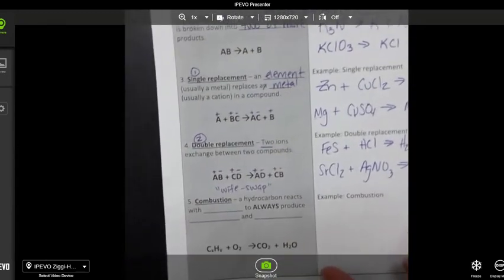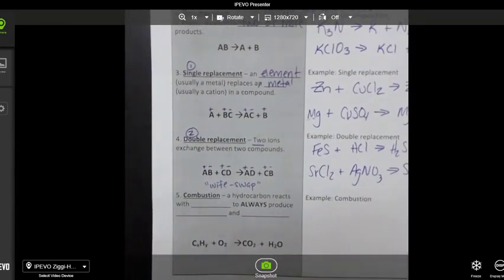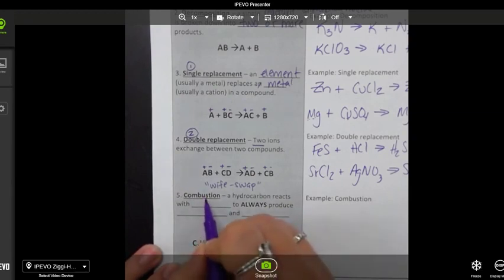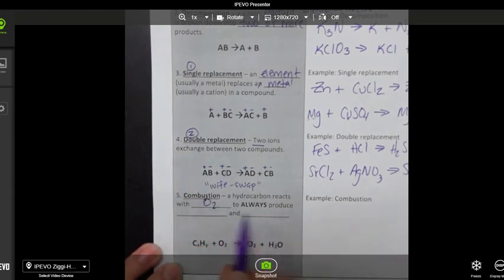All right, last but not least is combustion. And combustion is another fancy word for explosion. And what happens in a combustion reaction is a hydrocarbon, carbon, hydrogen, reacts with this. What do you think this is? This is oxygen, O2 specifically, to always produce what? What's being produced? CO2 and H2O. Now, the hydrocarbon right here, it's CxHy.